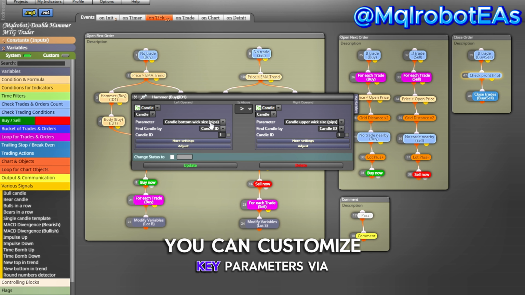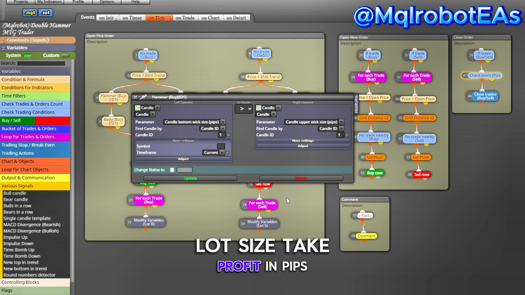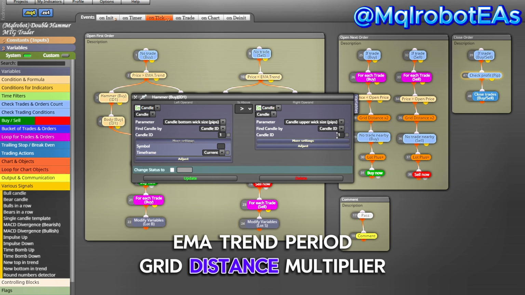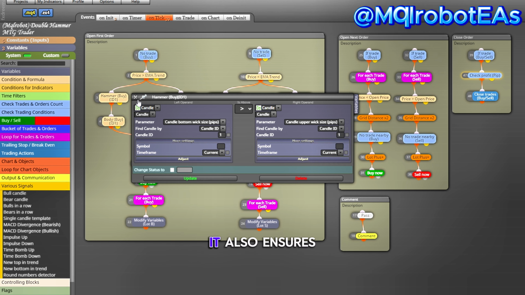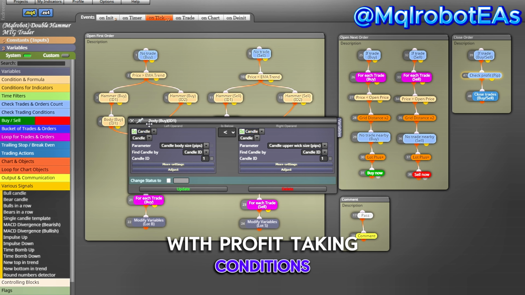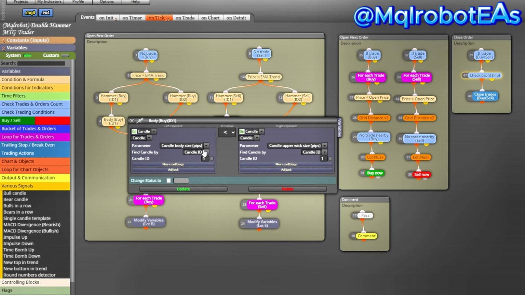Features and custom inputs. You can customize key parameters via EA constants: lot size, take profit in pips, EMA trend period, grid distance multiplier. It also ensures each trade is managed properly, with profit-taking conditions and logic to avoid overlapping orders near each other.